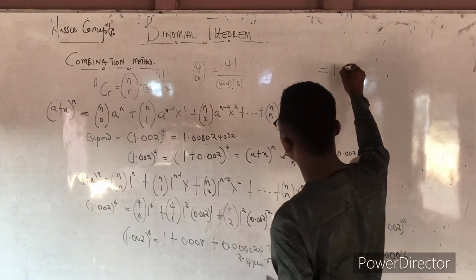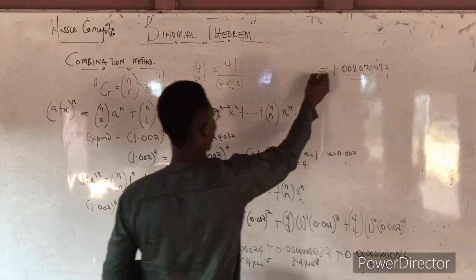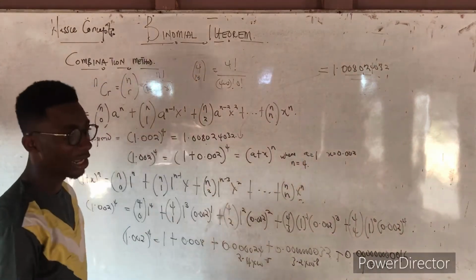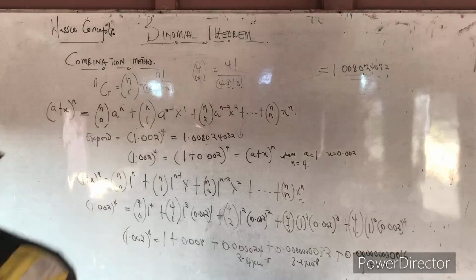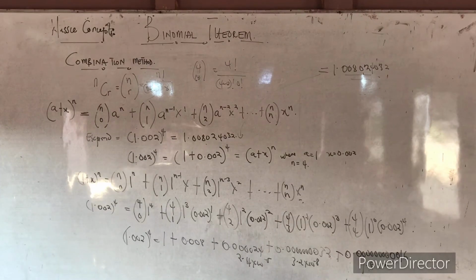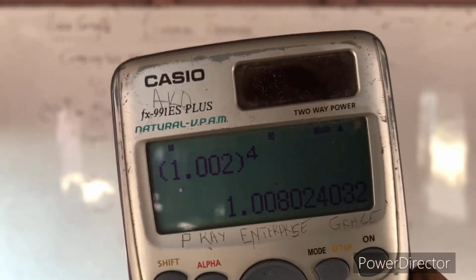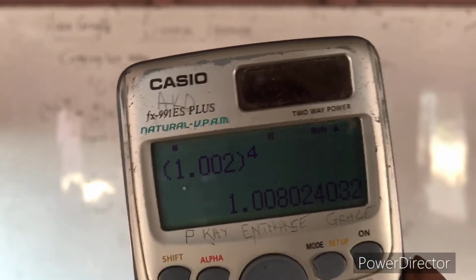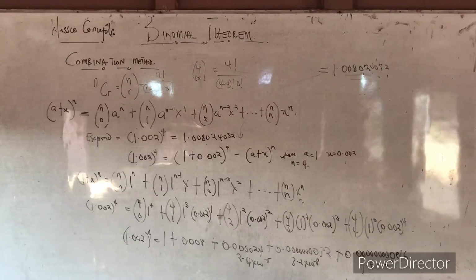Now, when you sum everything together, you are getting 1.008024032. And that is the same answer as you punching on the calculator. So let's see it on the calculator. So now, this is what you get when you punch the question on the calculator. So you realize that that is the same answer, 1.008024032. Okay. Thank you for joining.